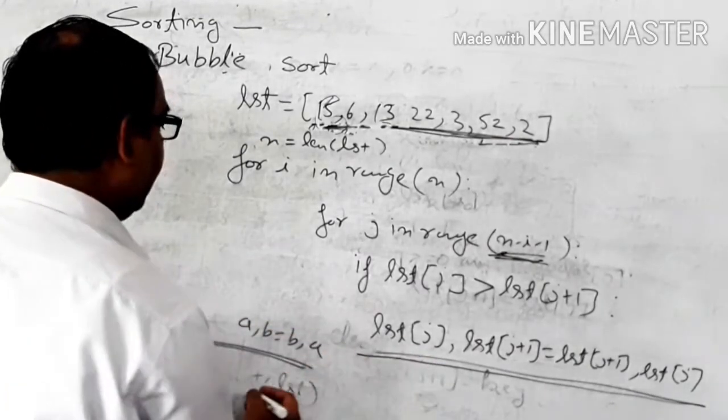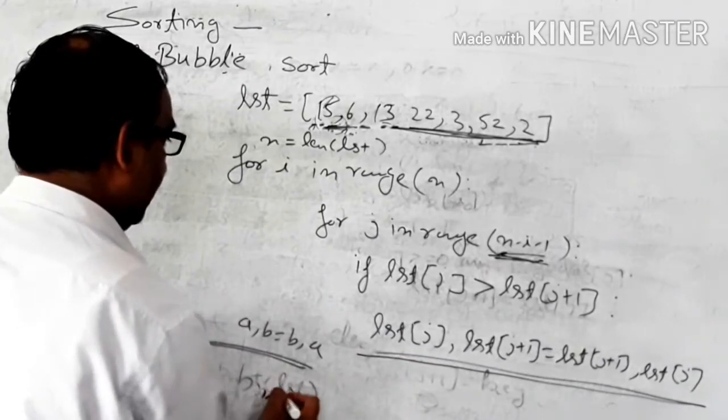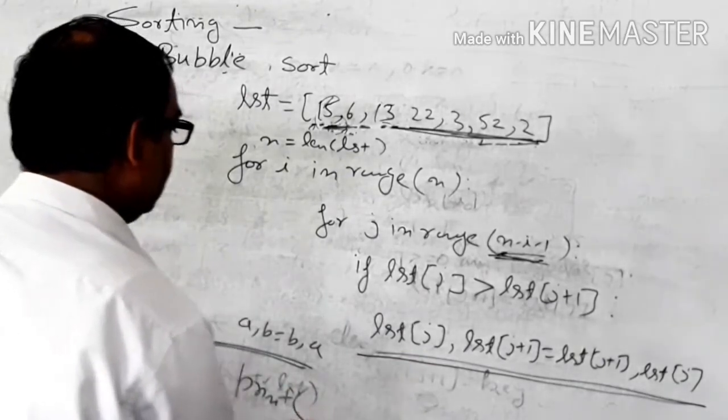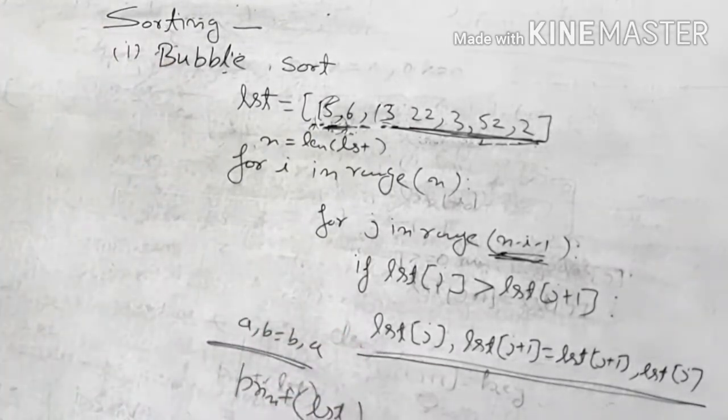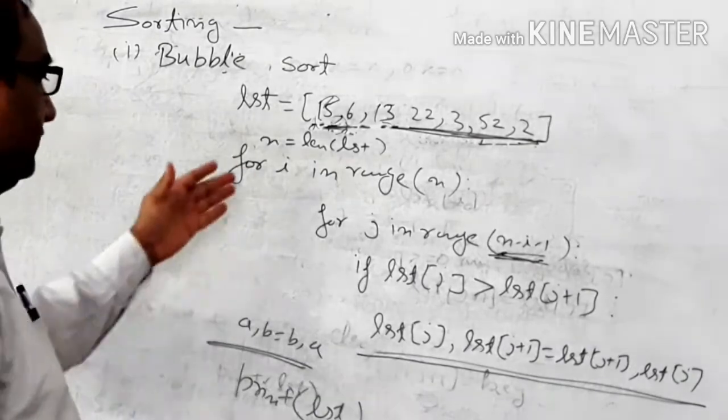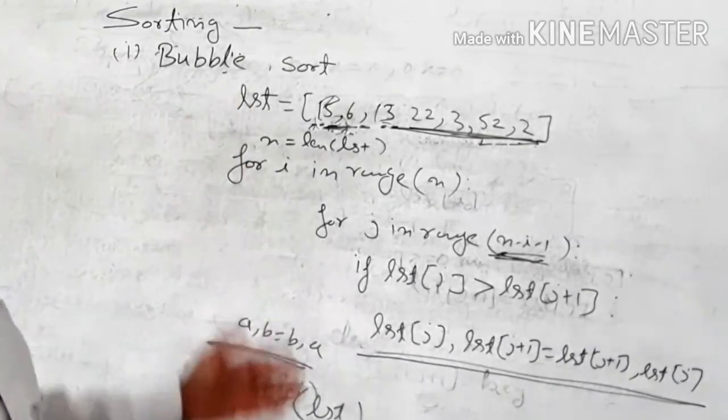Okay, that is the swapping we can do. Now after that we can print here, print LST. So now we can find the sorted elements. So that is a very easy program for the bubble sort.